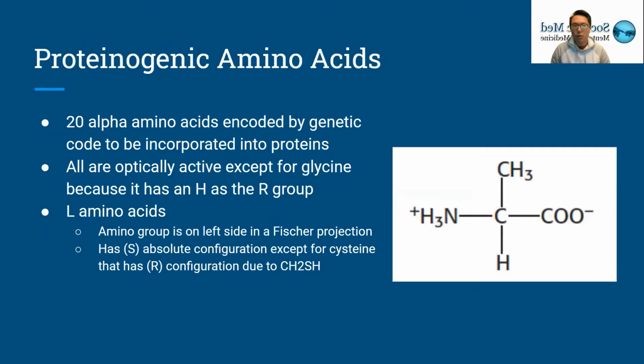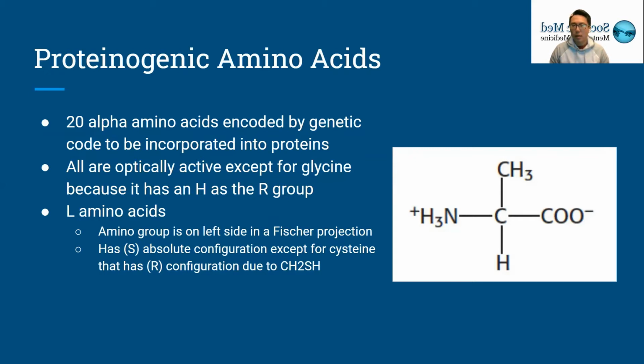So in this lecture, I'm going to go over the proteinogenic amino acids. So these are the 20 amino acids in our body that are encoded by DNA and then RNA, and then finally made into proteins. They're called the proteinogenic amino acids because these are the 20 amino acids that our body uses to make proteins. There are other amino acids in the world, but they won't be covered on the MCAT.